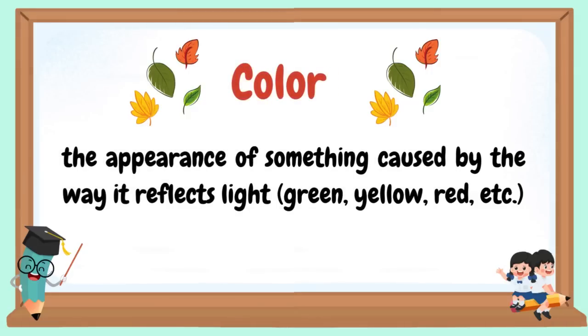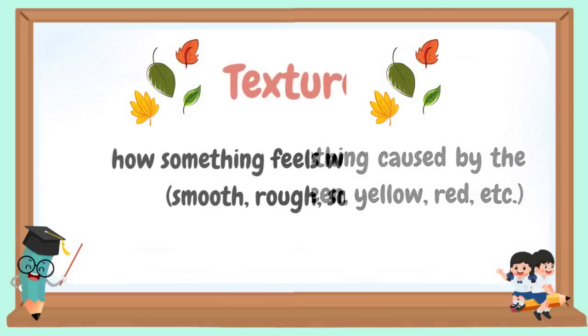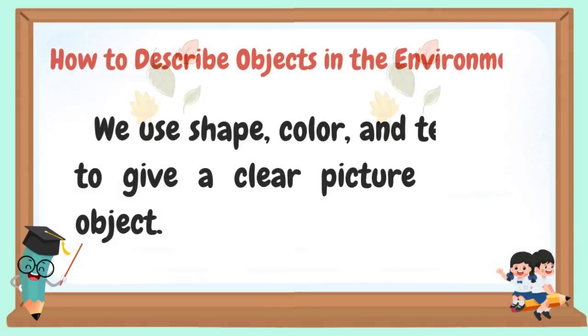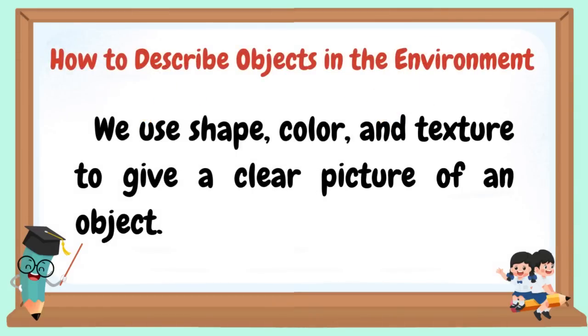Color, the appearance of something caused by the way it reflects light. Examples: green, yellow, red. Texture, how something feels when touched. Examples: smooth, rough, soft. How to describe objects in the environment.